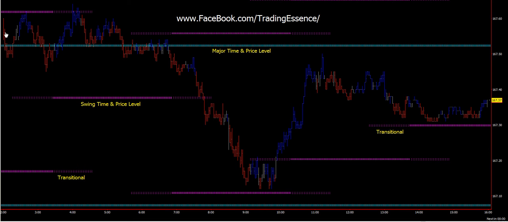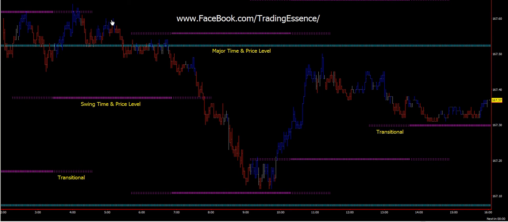You can see here at the beginning of the trading session in the Bund, we were kind of trapped in between the major and the swing levels. We broke a little bit below and a little bit below, but nothing really major. We came up to this transitional level and broke back down to the major level. Now we held that major level, and we broke back up.